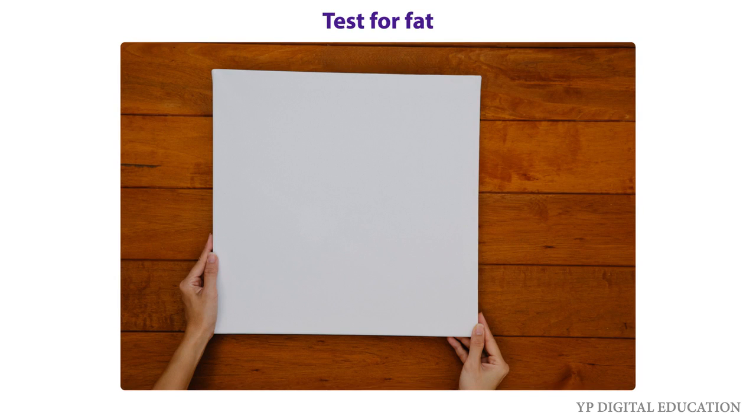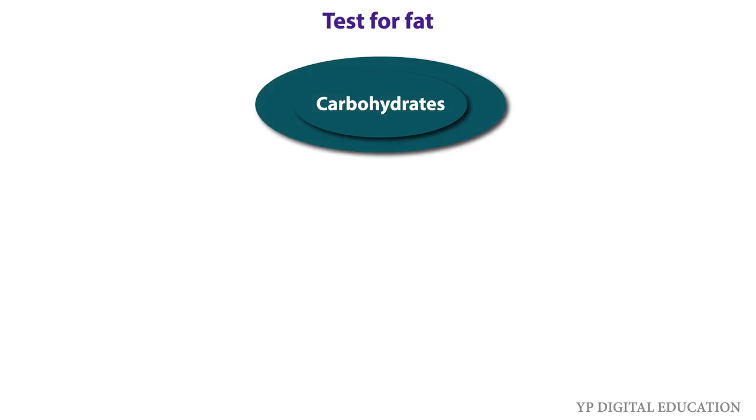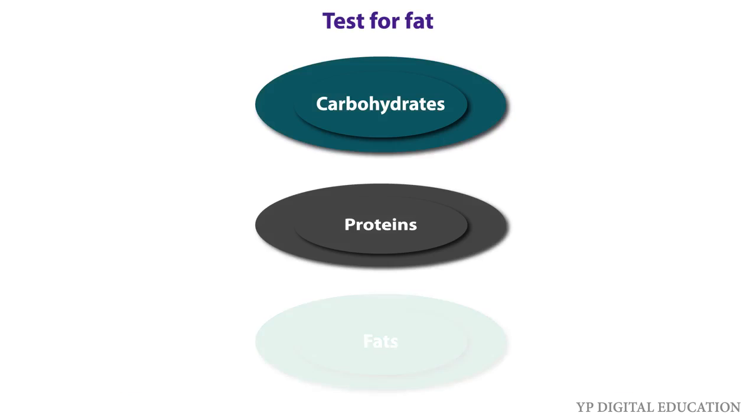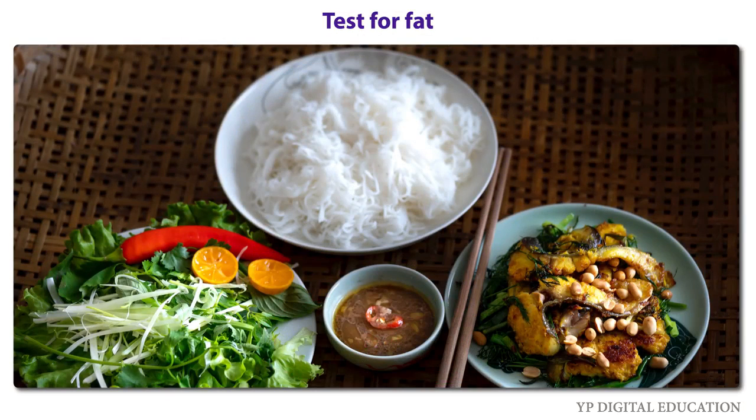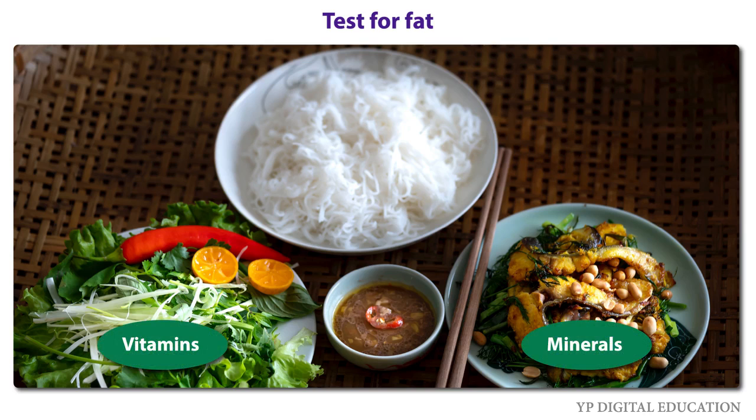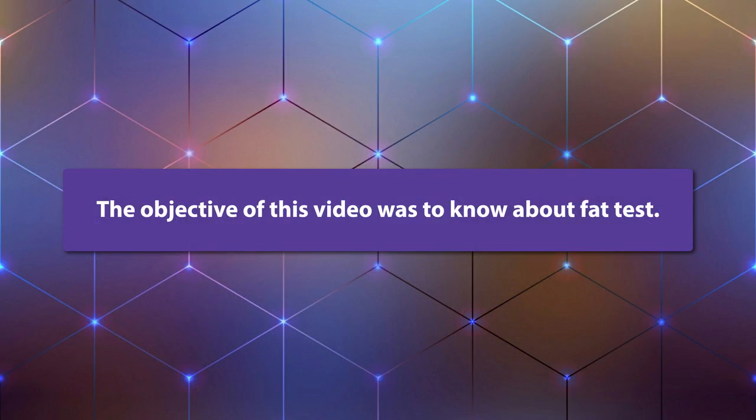We tested food items for three nutrients so far: carbohydrates, proteins, and now fats. There are also other nutrients like vitamins and minerals that are present in different food items. The objective of this video was to know about fat test.